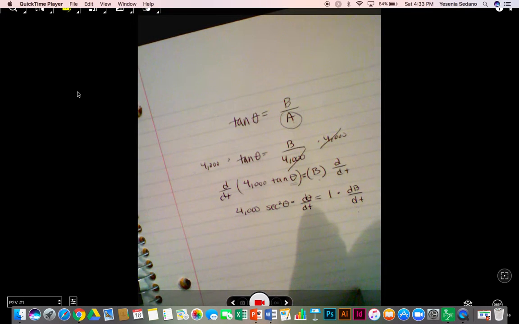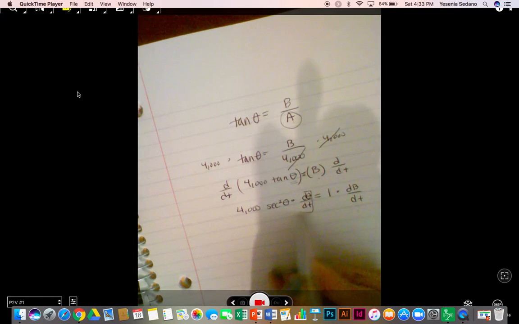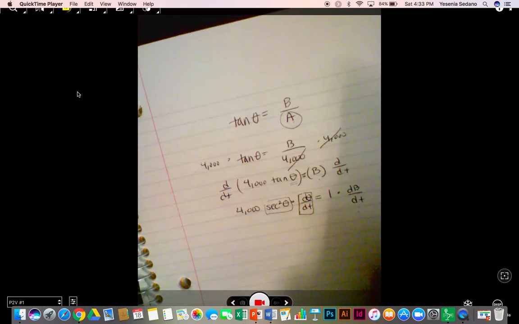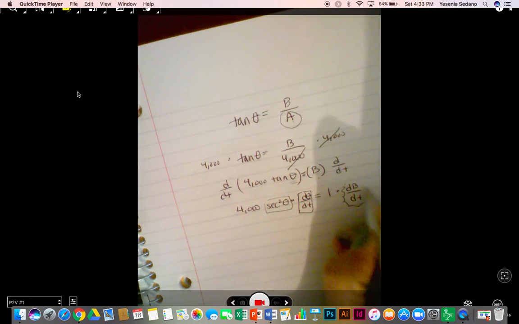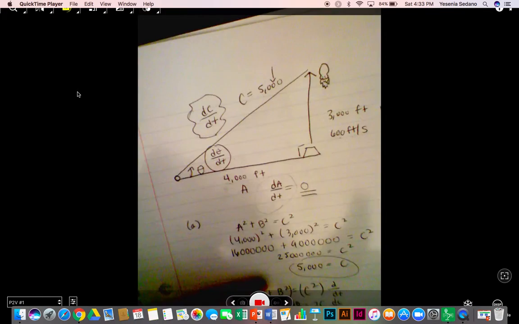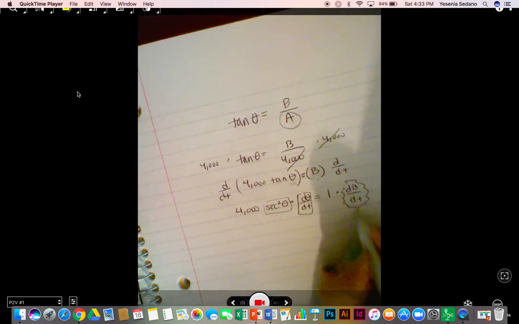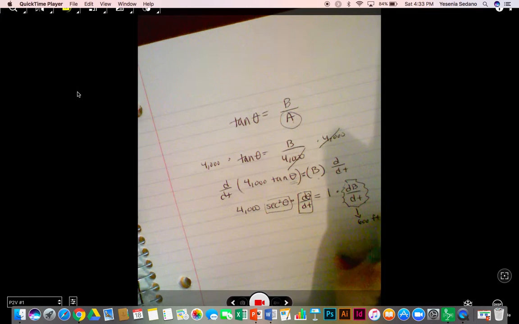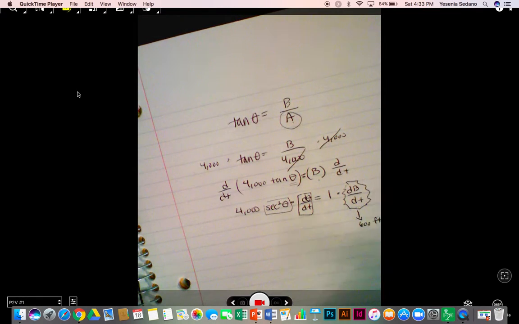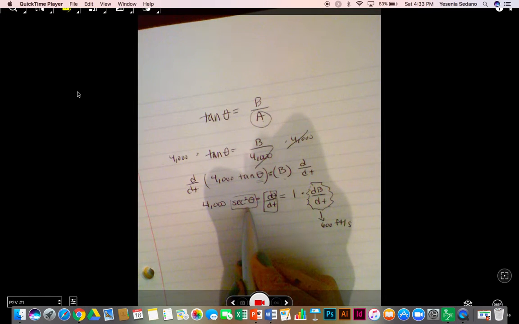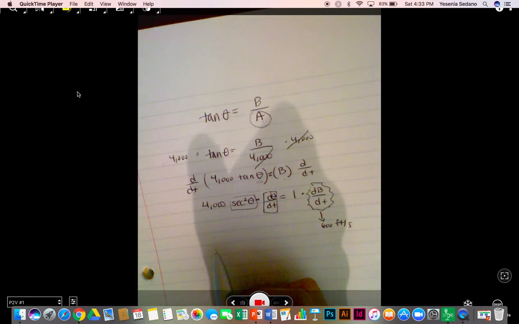Okay, now let's see what we have so far. We're looking for this. We don't know this. We do know this though. dB dt was 600 feet per second. So let's just already put that there. But we don't know what secant squared of theta would be.